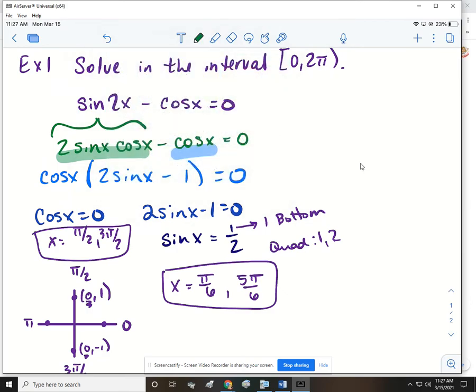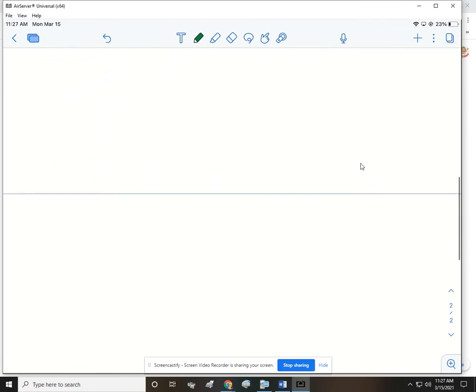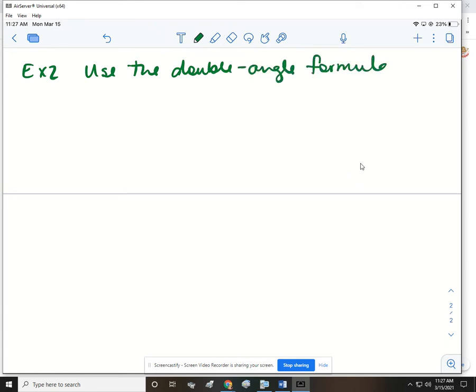Okay. And then for example 2, I'm going to use the double angle formula to rewrite. All right. And so what I have on example 2 is the cosine of x plus sine of x multiplied by the cosine of x minus sine of x.